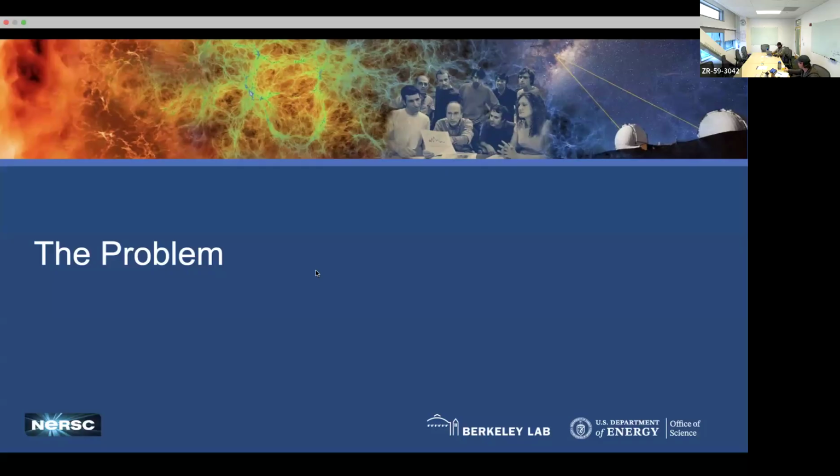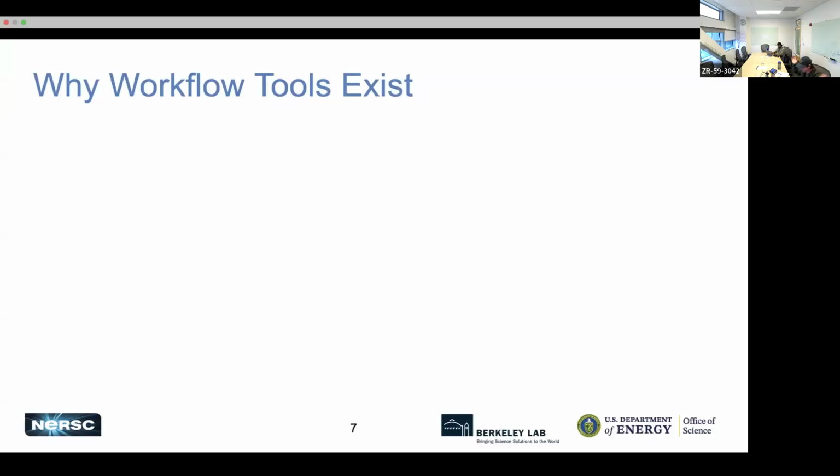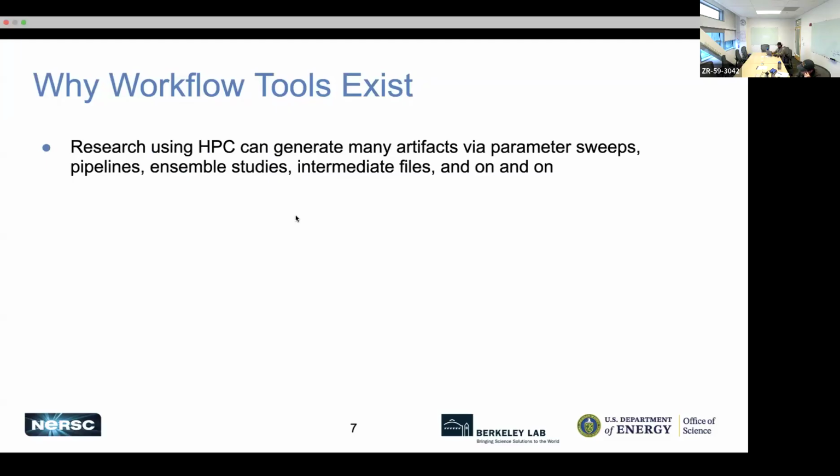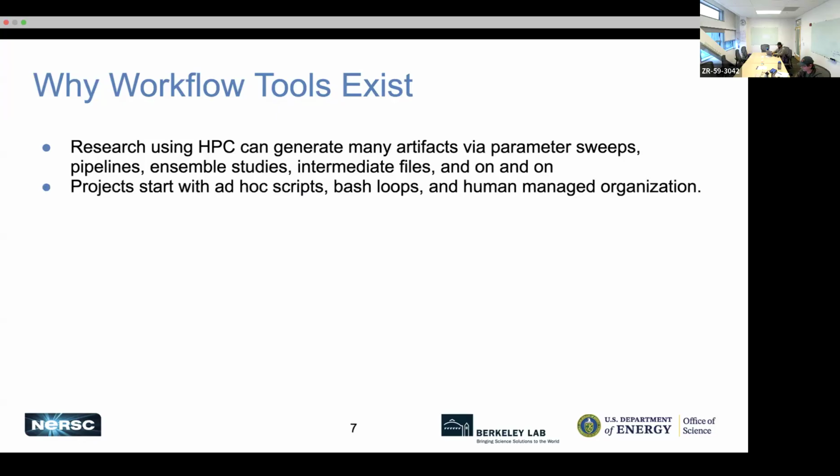All right, on to some content. So, why does this entire category of workflow management tools exist? Research that uses large computing resources, high performance computing, can generate a very large amount of data, of artifacts, of files and directories and pieces. You're doing parameter sweeps, you're running pipelines, there's intermediate files, there's ensemble studies, there's lots of stuff. And you need to keep it organized to actually be able to approach it and use it to do research.